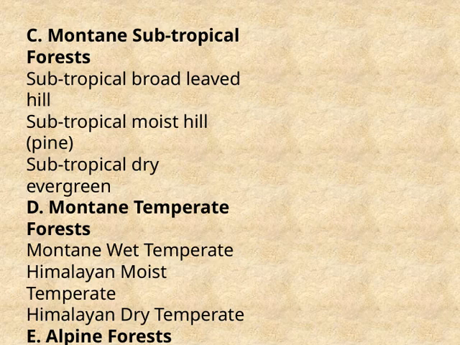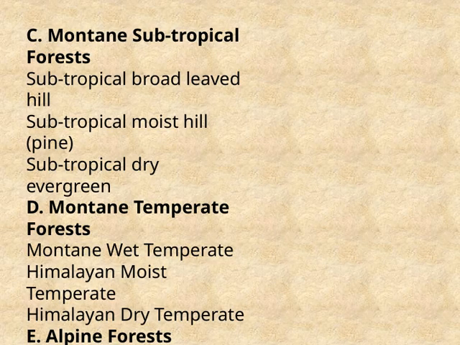Starting with the montane subtropical forests, we have several distinct types. First, the subtropical broad-leaved hill forests, which are characterized by wide-leaved trees that thrive on the hills. Then, there are the subtropical moist hill forests, often dominated by pines, indicating a slightly drier climate. Next, we encounter the subtropical dry evergreen forests, which are adapted to even drier conditions and retain their evergreen foliage.